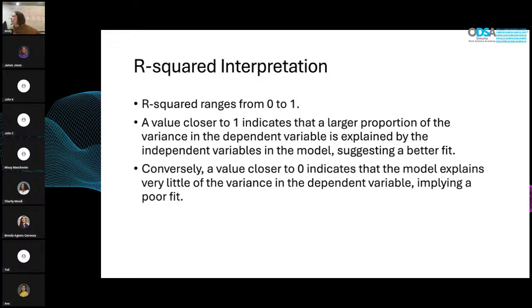So the interpretation: R squared will always range from 0 to 1. Finally, a metric that ranges from 0 to 1 across every model training. A value closer to 1 represents a larger portion of the variance in the dependent variable being explained by the independent variables in the model, suggesting a better fit. Conversely, a value closer to 0 indicates the model explains very little of the variance in the dependent variable, implying a poor fit.